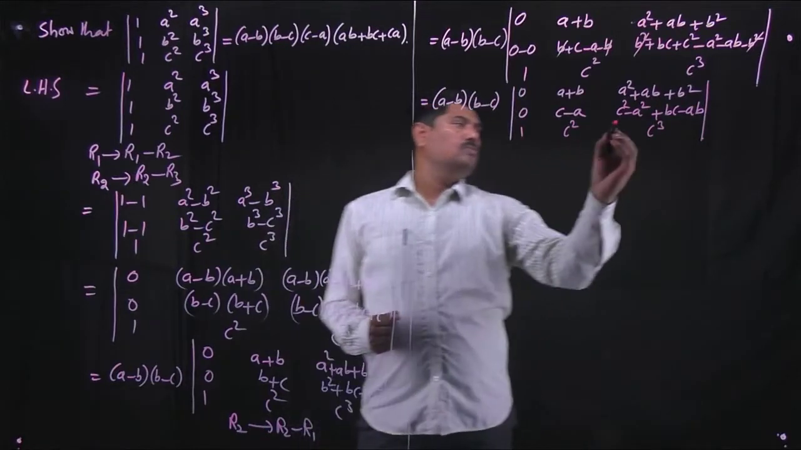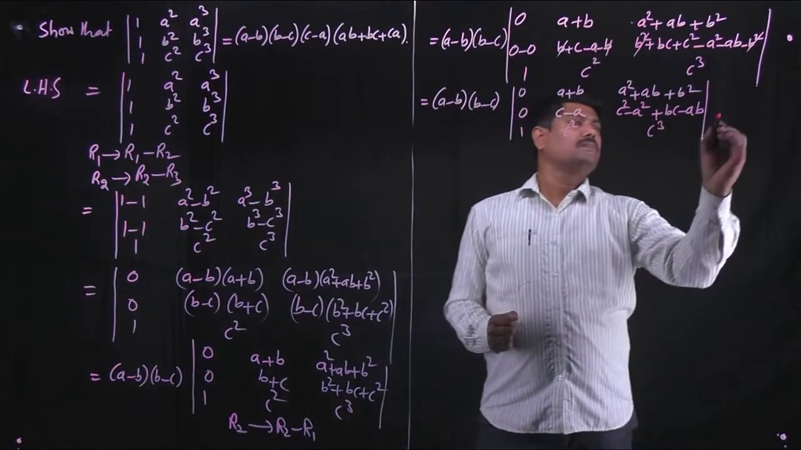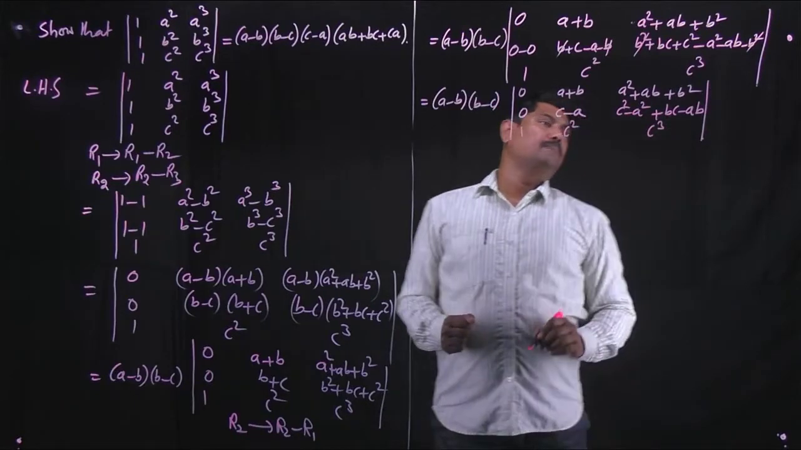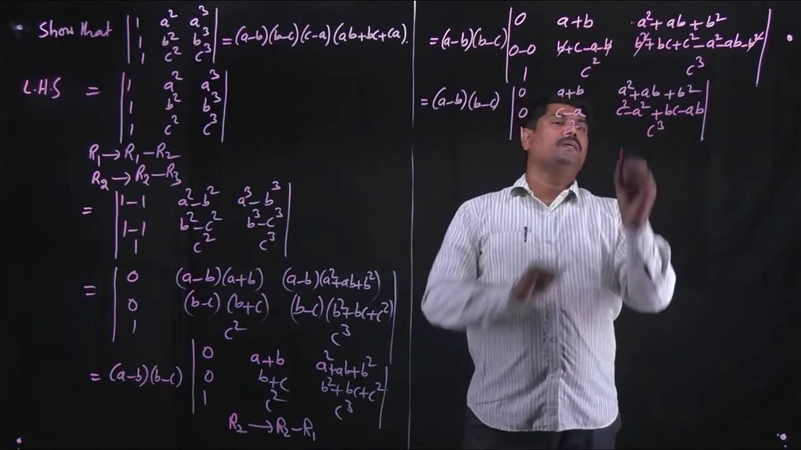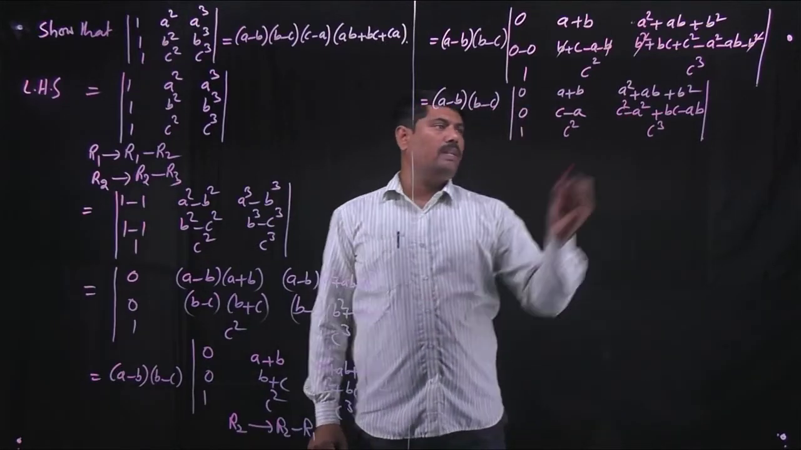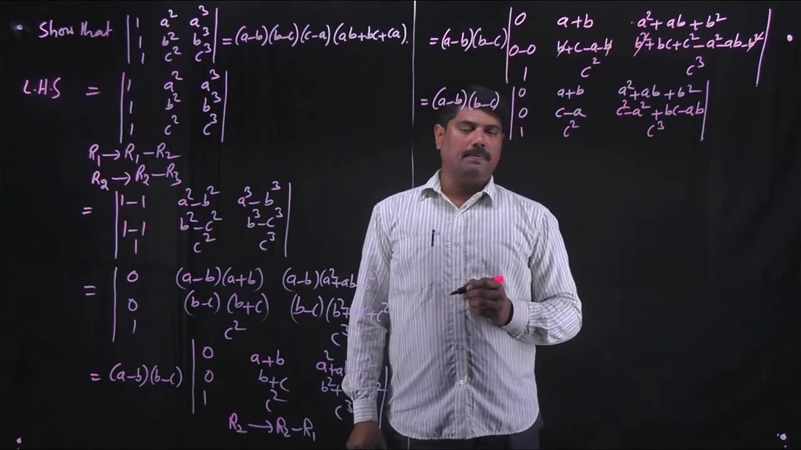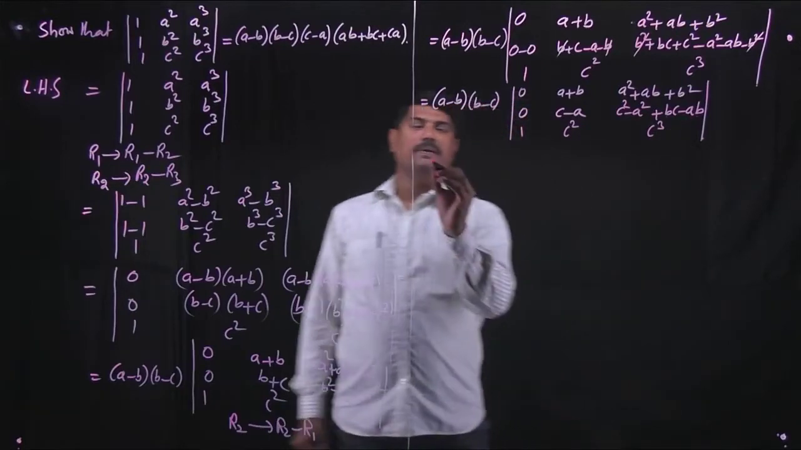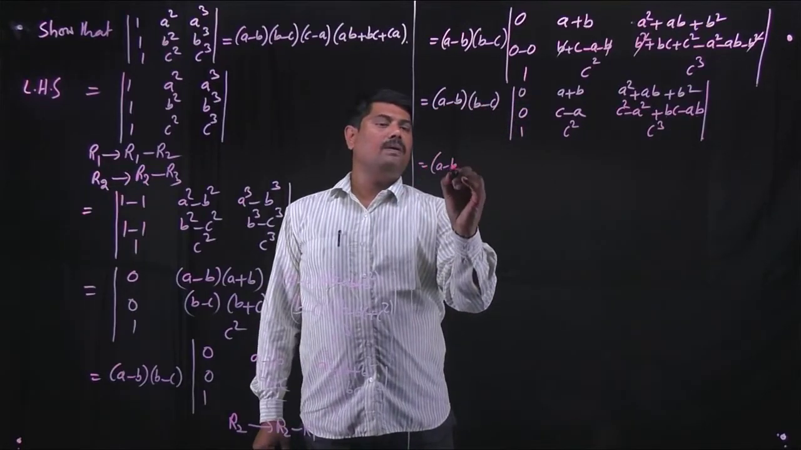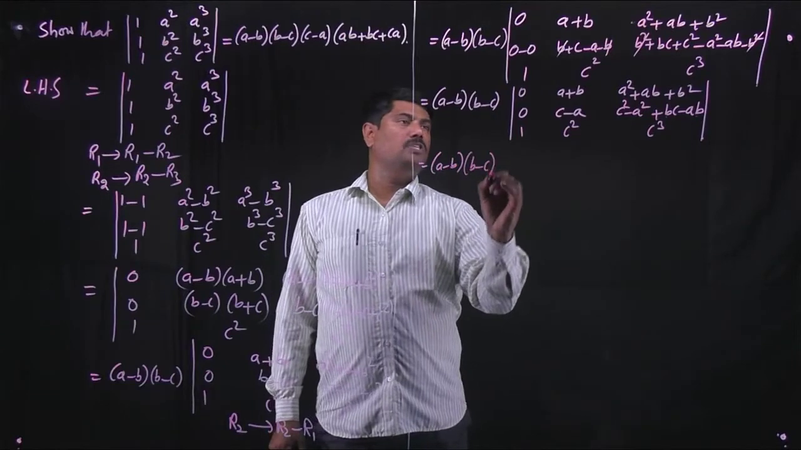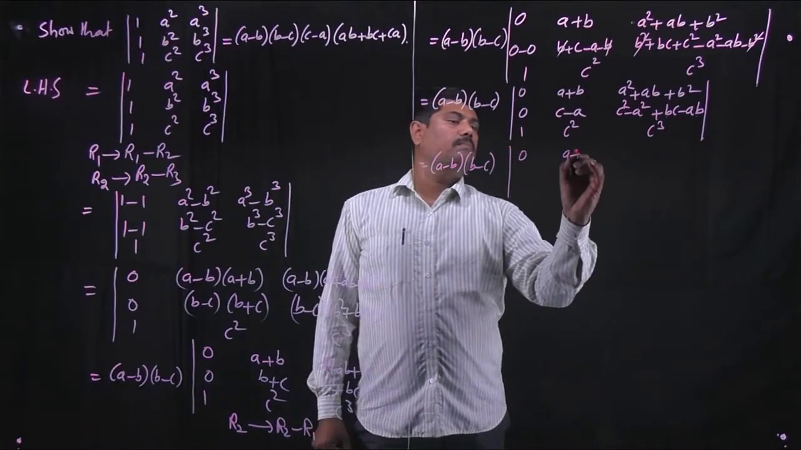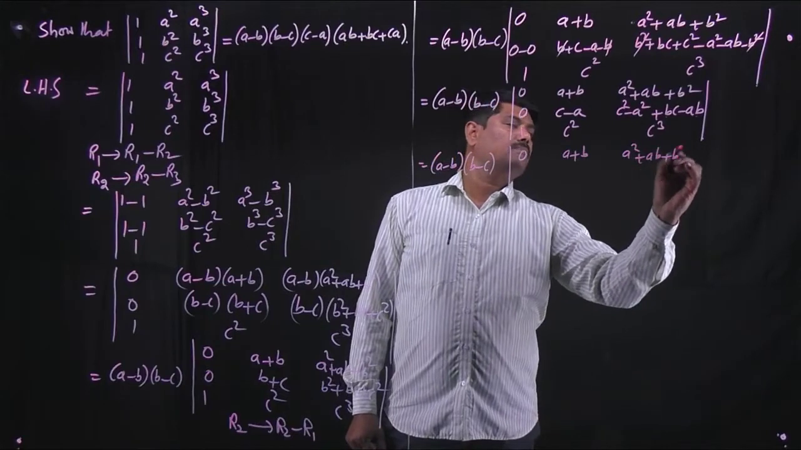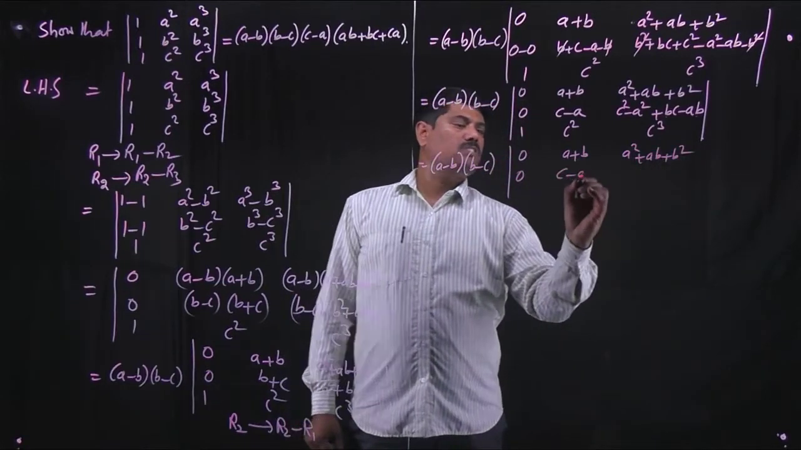So now observe this point: C square minus A square plus BC minus AB. C square minus A square, you can write as C minus A into C plus A. Separating B from here, you will get C minus A. So the next step will be like this: B minus C into, first row remains the same, A plus B, A square plus AB plus B square, 0, C minus A.